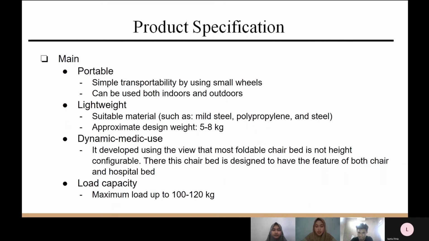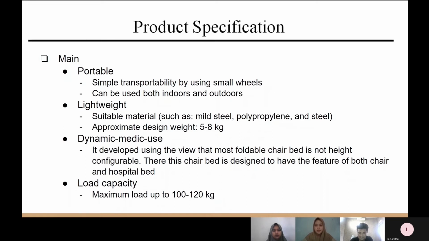Next. Lightweight. To make the design lightweight, there are several things that need to be considered. One of them is suitable material. There are three materials that we propose in this design, which are mild steel, polypropylene, and steel. And the approximate design weight is around 5 to 8 kilograms.